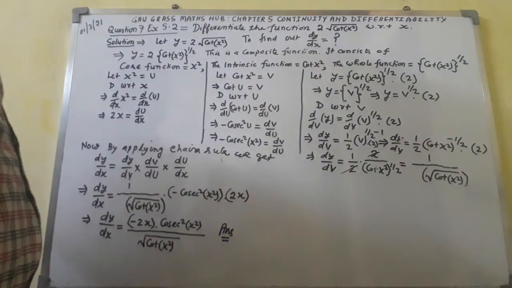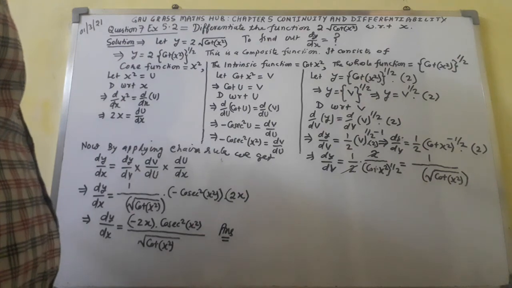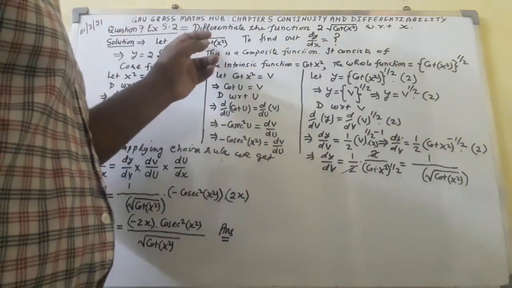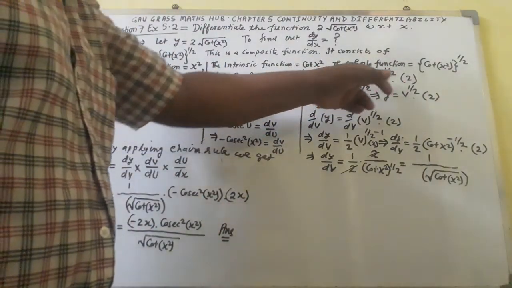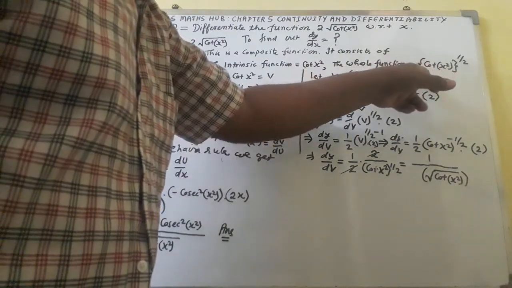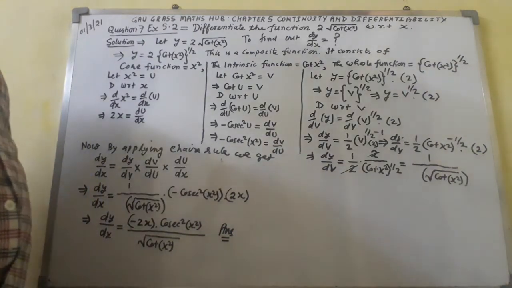So don't omit any content, write it properly. So here I have left 2. Here 2 is there, here 2 will be multiplied. Then y is equal to, this term will be complete. This term will be matched. So now it is correct.